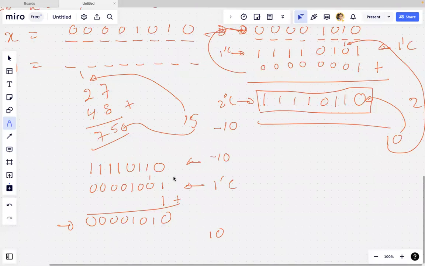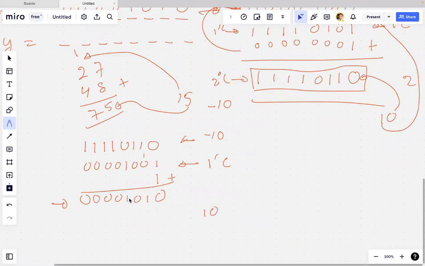Did you get that point? Okay. It is not required to reverse. Again, do the 1's complement. You will get the reverse value. Therefore, now the value is 1010. That means it is 10. However, originally you have been given this value.